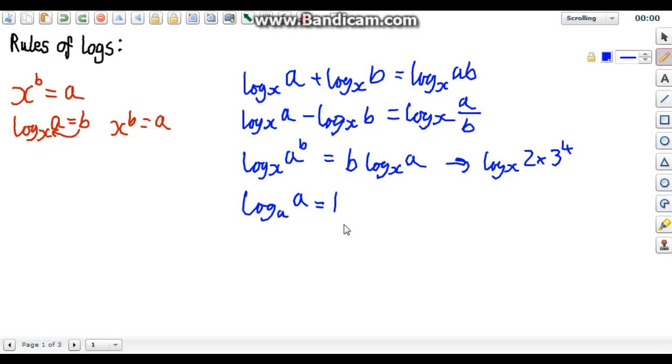So I'm sure you can find some questions if you need to practice them. And really, it's just remembering these 4 rules. If you're adding them, they become times. If you're subtracting them, they become divide. If you've got a power, you can bring it to the front if the power's to everything. And if the base and the log bit are the same, it equals 1. So those are the 4 rules. You just need to sit and remember them, really.